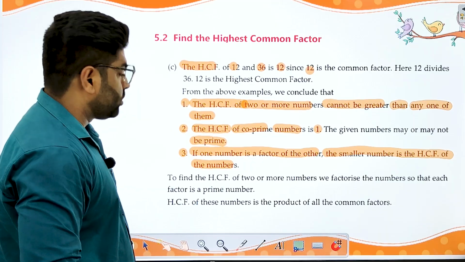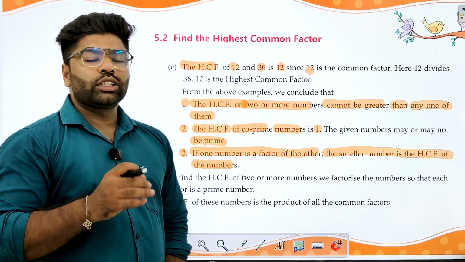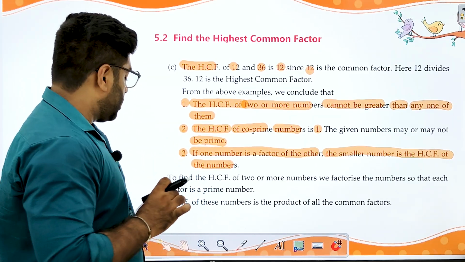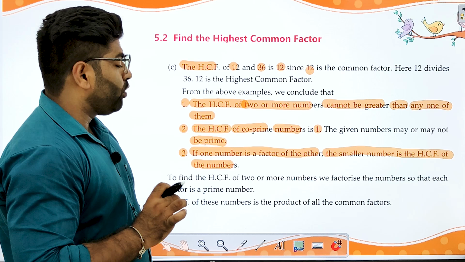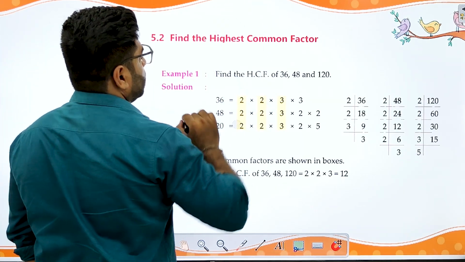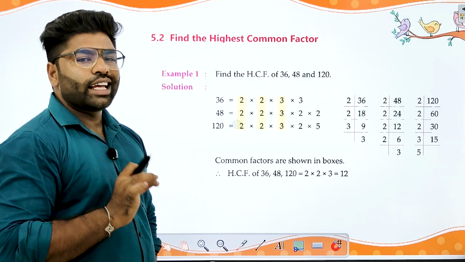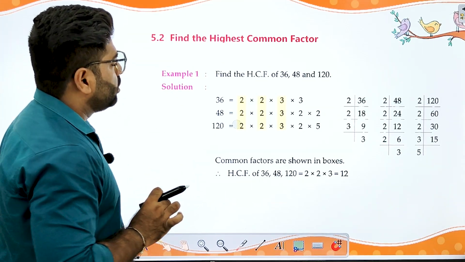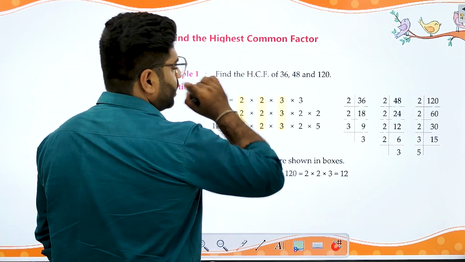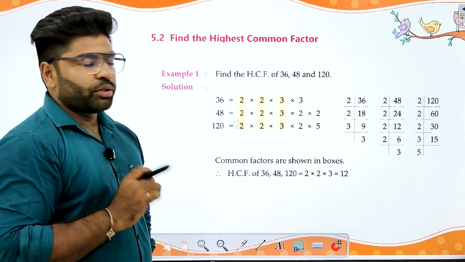We factorize the numbers so that each factor is a prime number. So we are going to discuss the prime factorization method to find the highest common factor. The HCF of these numbers is the product of all the common factors. Here we have to find the HCF, the highest common factor. So these are two methods: the first is the common factor method and the second is the prime factorization method.